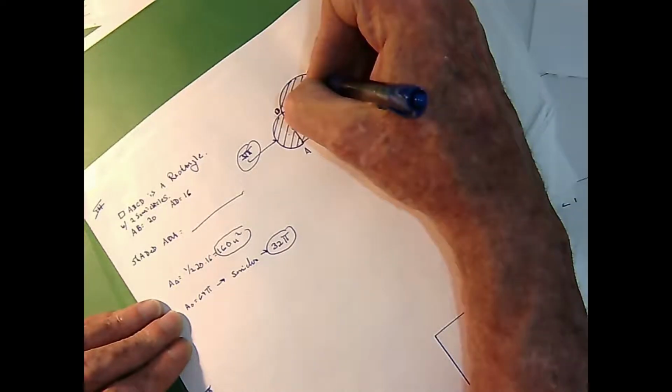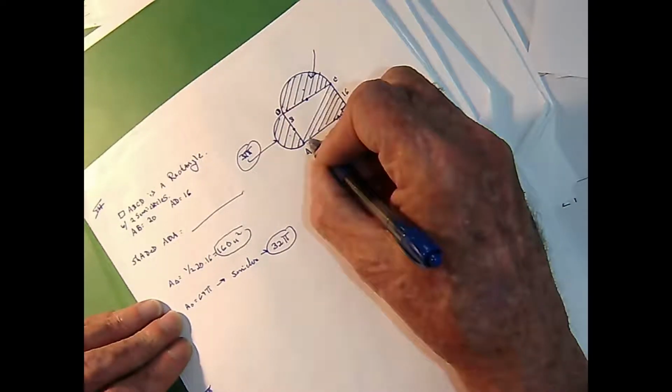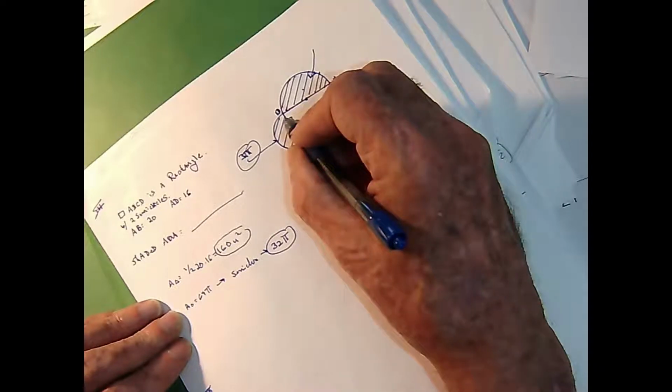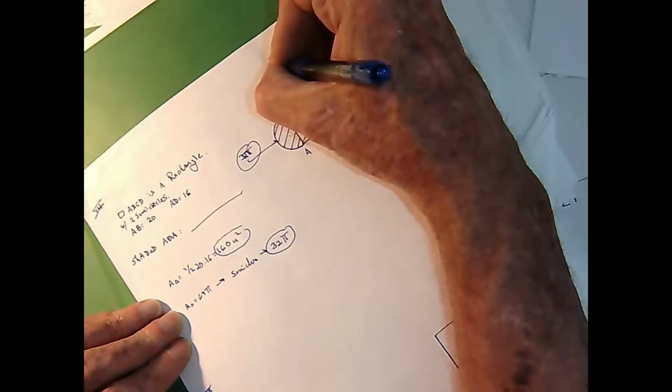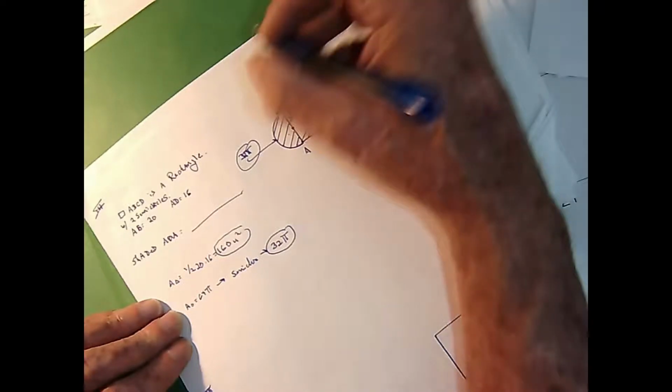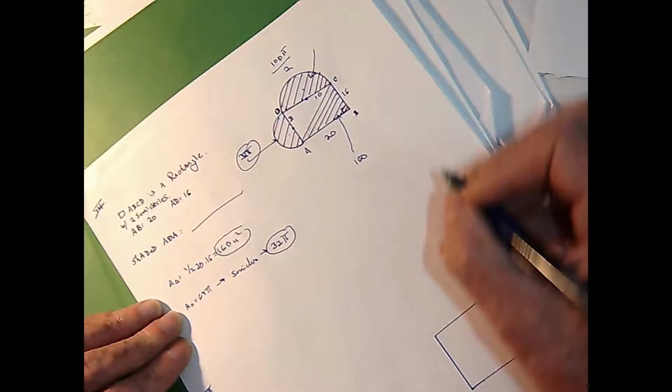How about that semicircle up here? Since this distance is 20, the diameter is 20, then the radius would have been 10. The full circle would be 100 pi, pi times 10 squared, but we got half of that. So that must be 50 pi.